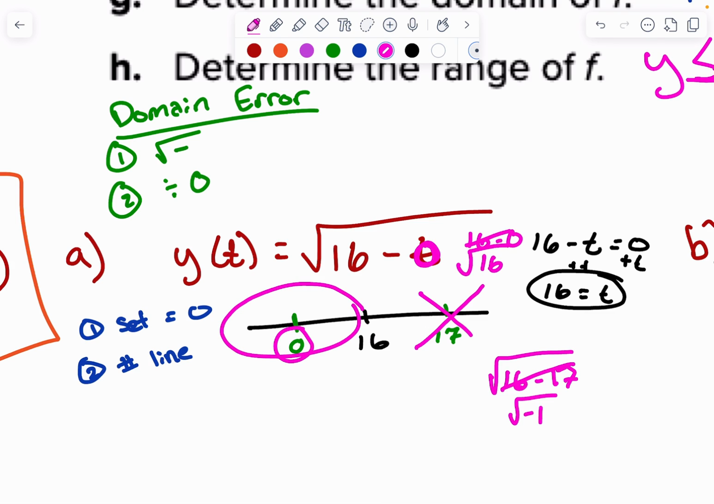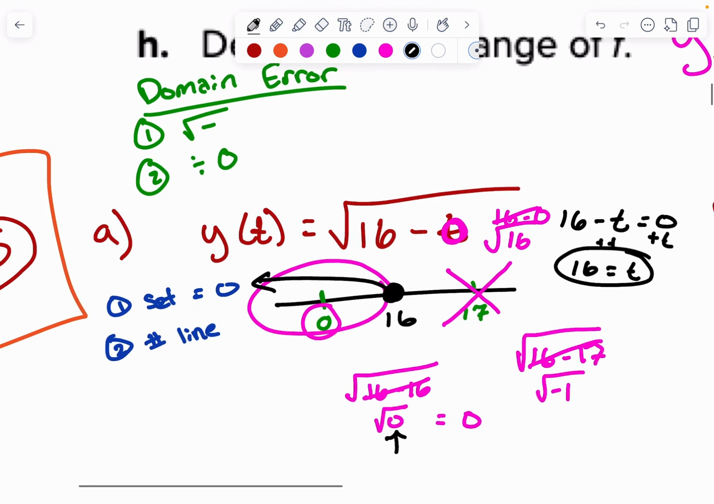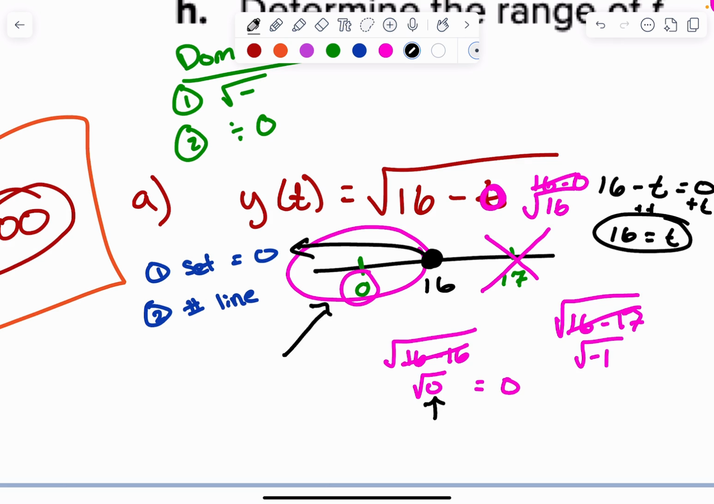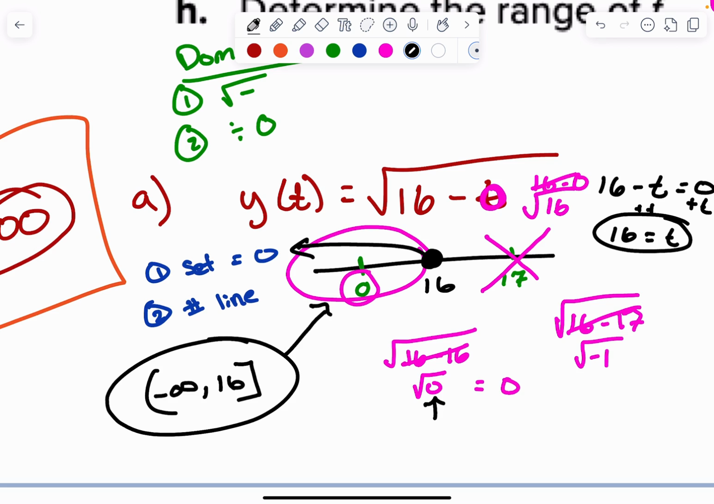Now let's look at 16 itself. If I do 16 minus 16 and take the square root, can you take the square root of 0? Sure, you can. A lot of people say no, but yes, you can. It just means what do you multiply by itself to get 0? It's 0. So you have a solid dot on 16, and that's your solution. In interval notation, it's negative infinity up to 16 with a bracket, because you can have 16. So that is the answer to part A.